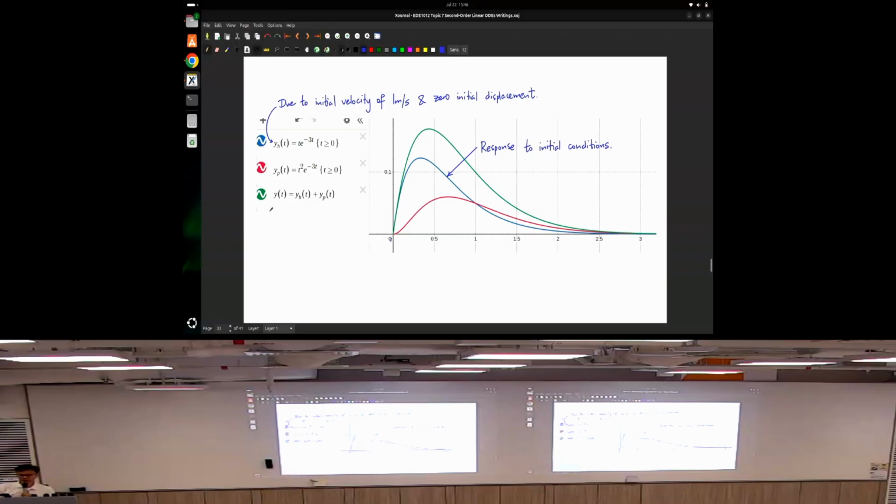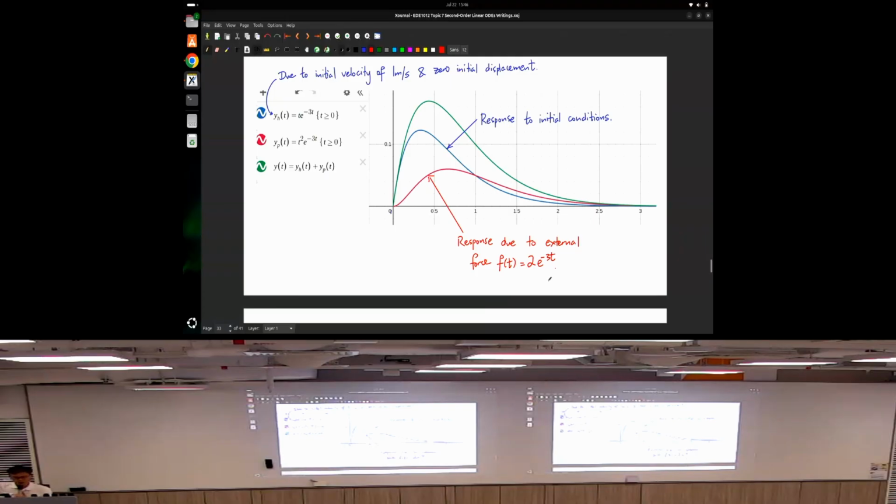Then the second one is the response due to what? Due to the excitation. So this guy, the red one, is the response due to excitation or external force. But what is the external force? The external force is 2e minus 3t. So 2e minus 3t is a force that will reduce to 0. Initially it is 2 newtons, but it will reduce to 0 slowly with time. Agree?